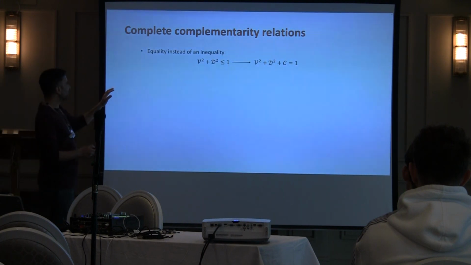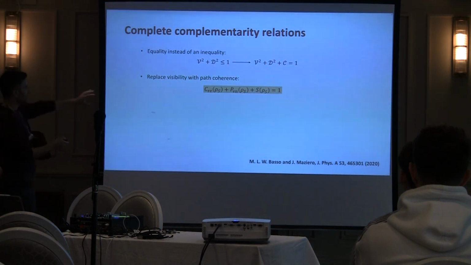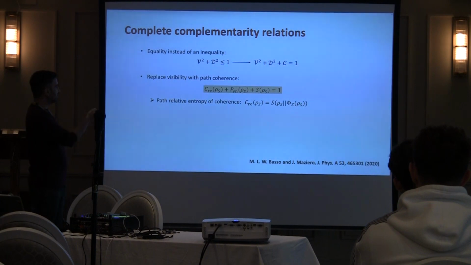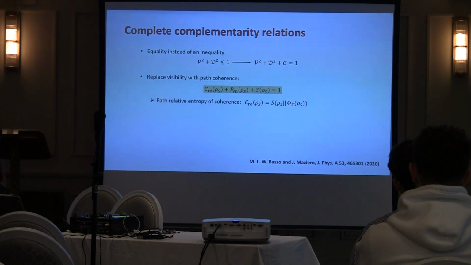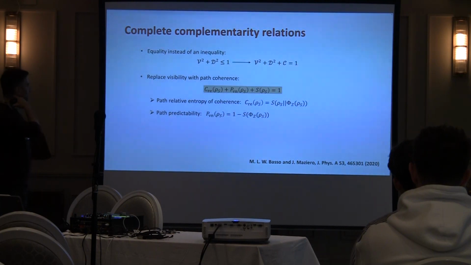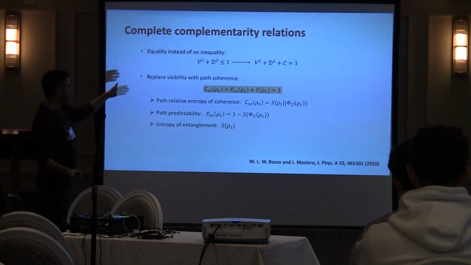But the complementary relation I will consider still won't involve visibility directly, because I will consider this one here. The first term is the path relative entropy of coherence, which is the relative entropy between the state of the system and the system dephased in the z basis. The z basis is associated with the paths, 0 and 1, as I will consider two-path interferometers. The other quantity is path predictability, which tells me how much the probability distribution between the two paths differs from an even distribution, half and half. And the entropy of the system, which I can understand as the entropy of entanglement with a purification of the system.